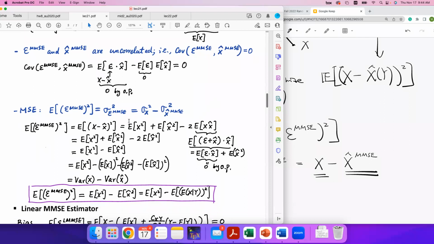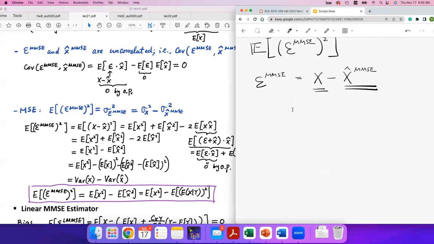Now let's look at each term one by one. These two are second moments of x and x hat, so I keep them here. I did not change anything. For this cross term, it can be simplified as follows. So x, maybe I can write it here.